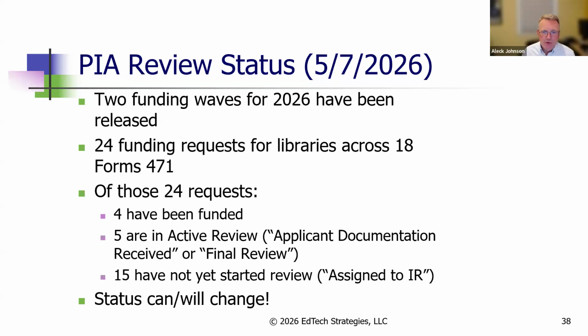Five were actively being reviewed, which meant that they had asked questions and applicants had responded, or they were in final review status. And then 15 have either not started review or there's been some review and then it got reassigned to somebody else. So it moved back into assigned to IR, which stands for initial review status. Now, it's important to note that the status of these things can and does change. Of course, I'm giving lie to that in that you'll see that the date at the top there is 5/7. None of these have changed since 5/7.